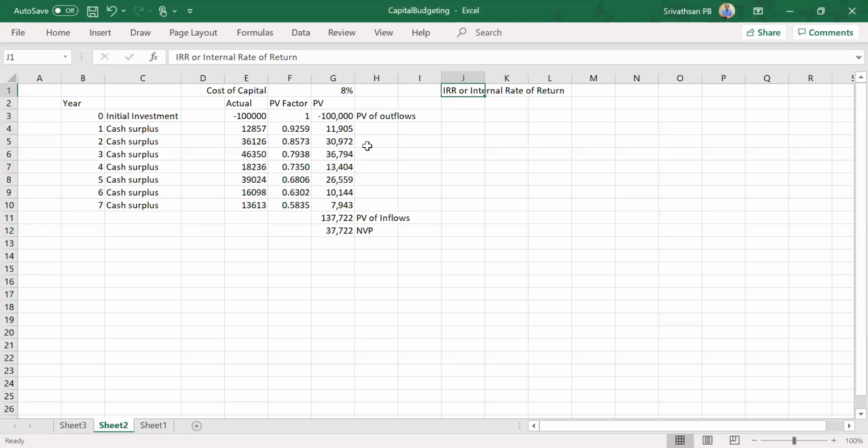Now let's park this for a while and go back to IRR. Internal rate of return is the return or rate at which the NPV is 0. That sounds pretty simple, though the workings may be a bit difficult. If you do IRR in Excel, it comes to 19%. It's pretty simple.